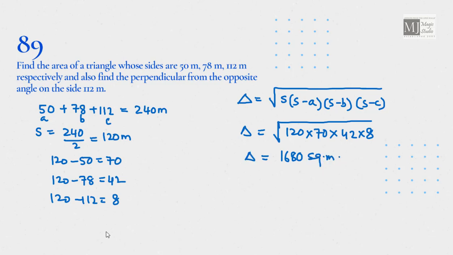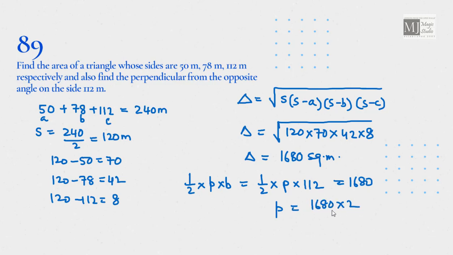Area of the triangle. Now, find the perpendicular from the opposite angle on the side 112. And we also know that area of the triangle is half into perpendicular into base, which is half into perpendicular into the base, now 112, equals 1680. Length of the perpendicular is 1680 into 2 by 112. If we solve this, we'll get 30 meters. Answer.